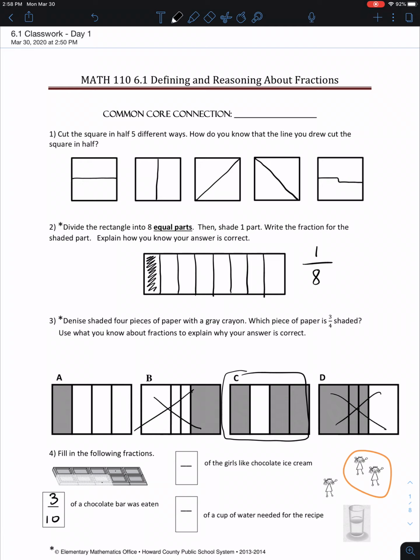In this case, of the girls that like chocolate ice cream, we've got 2 that are circled. Those are the ones that like chocolate ice cream. And how many girls are there total? It looks like 3. So 2/3 of the girls like chocolate ice cream. And then finally, blank of a cup of water is needed for the recipe. It looks like it's about half full. So I would say they used a half of a cup of water for the recipe. All right. Any questions or anything about page 1?